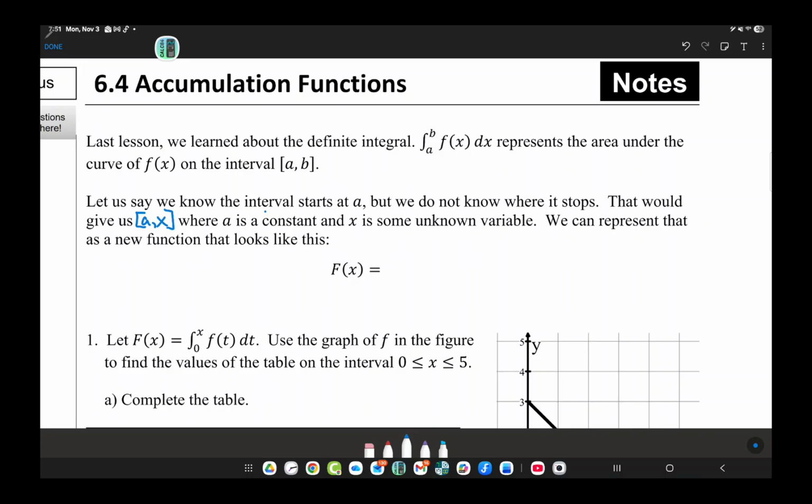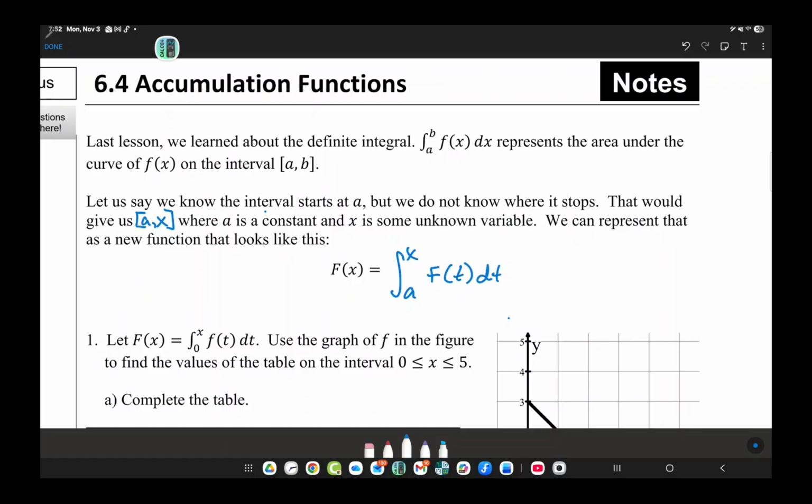Because we know the starting point, we don't know the end point. Where a is a constant, x is some unknown variable, we can represent a new function, and that looks like this. Now notice that this is a capital F. Okay, that capital F does represent a different type of function. You'll see what it represents in just a second. It is the integral from a to x of f of t dt.